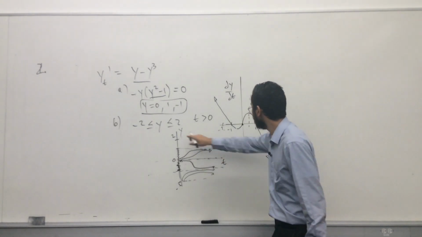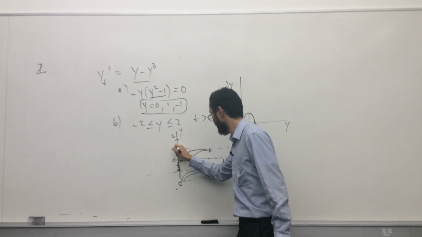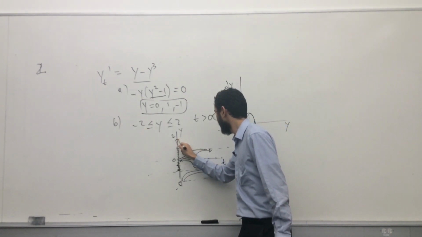And now from 1 to 2, well, it's just going to be negative. So starting from a small negative into a large negative. So it should be like this.